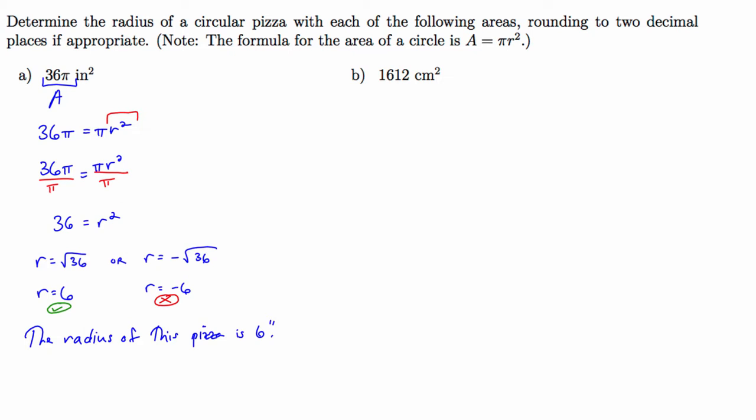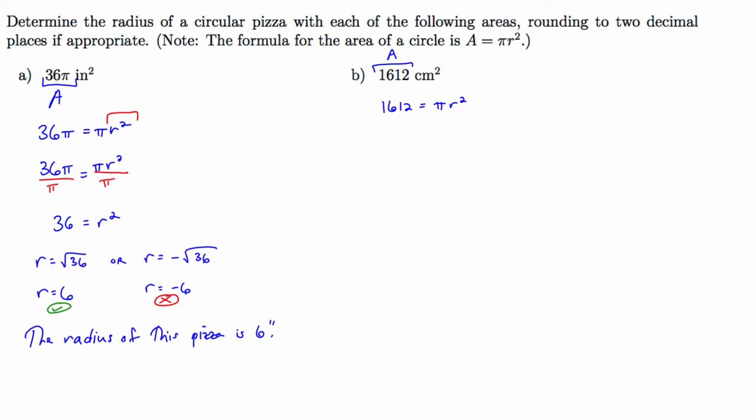In part B, we are given that the area of this particular pizza is 1,612 square centimeters. Again, we'll start the same way. We know the 1612 square centimeters is the area, so we'll substitute that in for the A in the equation. So this will give us the equation 1612 equals pi r squared. In fact, most of the solving we're going to do will be an exact duplicate of what we just did. The only difference is because we started with a different value, the end result will be a different answer.